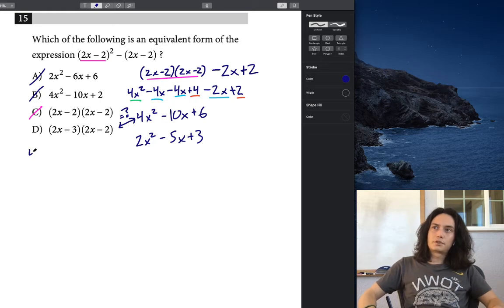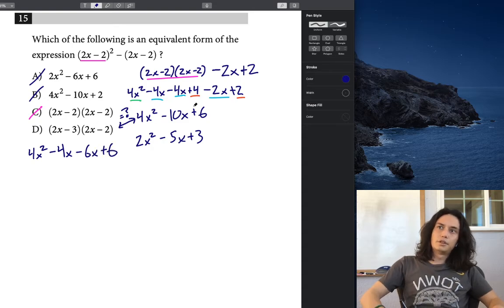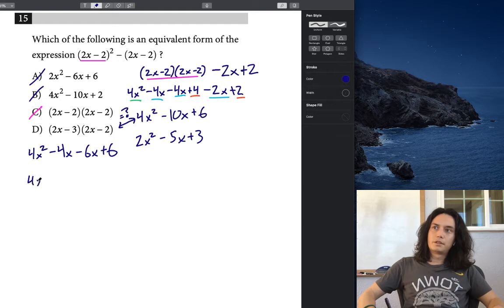So again, we're going to do first: 4x squared, good so far, right? Minus 6x, that's this. Oh, sorry, I did inside first. I'll do outside first. Minus 4x. Here's minus 6x. Here's plus 6. And cool, that ends up matching. We got 4x squared minus 10x plus 6. And so that's D.